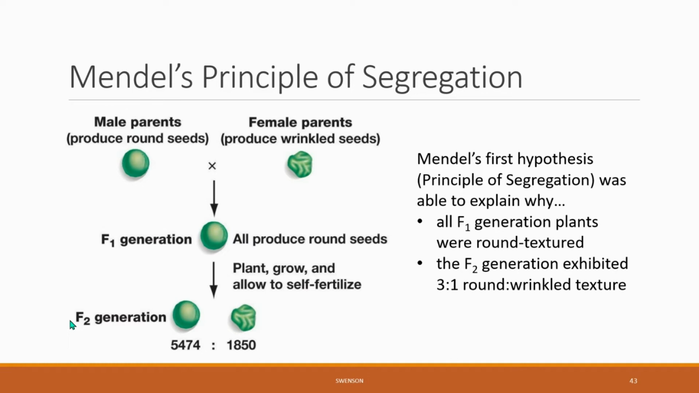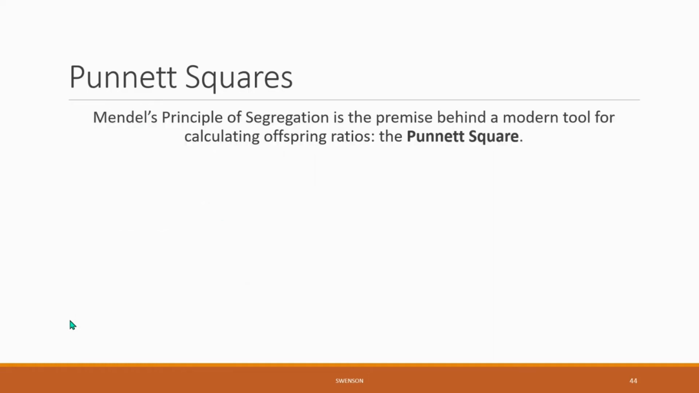Okay, Mendel's first hypothesis was the principle of segregation. It was able to explain why 100% of the F1 generation plants were round textured, and why the F2 generation exhibited a 3-to-1 round to wrinkled texture ratio. Mendel's principle of segregation, the Punnett square.